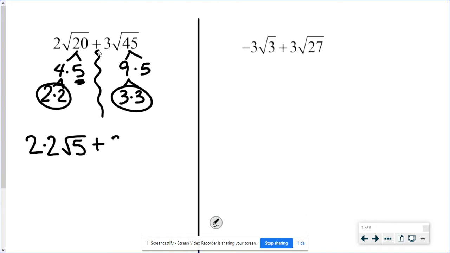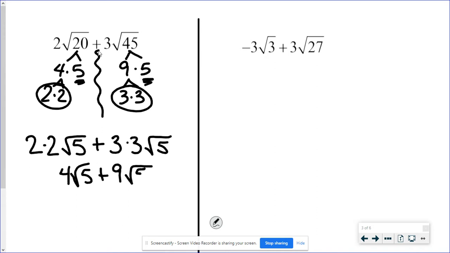I had the 3 that was on the outside of the rad 45, the 3 that breaks out, left over rad 5. So I have 4 rad 5 plus 9 rad 5. It's going to give me 13 rad 5.